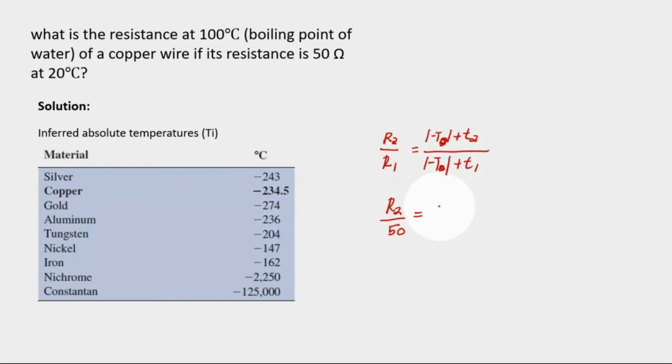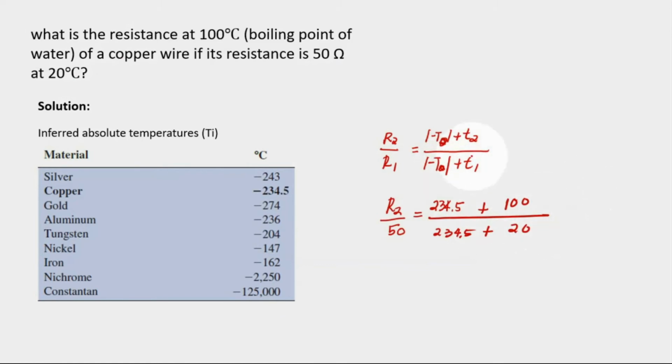Since it is absolute, we just write here 234.5, plus the value at temperature 2. So at temperature 2, that will be 100 degrees Celsius, divided by, again, the absolute value of the temperature coefficient, 234.5, plus the temperature 1 here, which is actually 20 degrees Celsius. So that is 20.